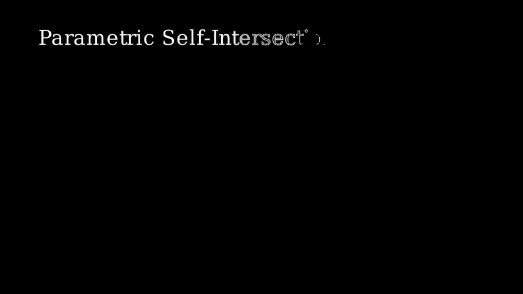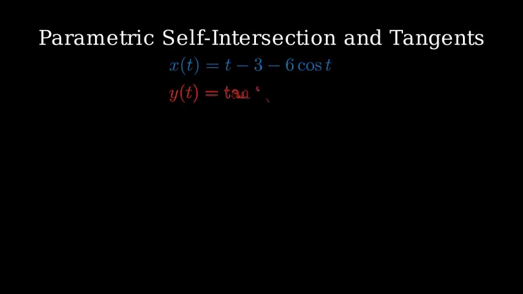In this lesson, we will find the self-intersection point and the tangent lines of a parametric curve. The curve is given by x of t equals t minus 3 minus 6 cosine t, and y of t equals tangent t times the quantity 1 minus 2 cosine t. We are told the curve crosses itself, and the two tangent lines at that crossing are y equals x plus 3 and y equals negative x plus 3.